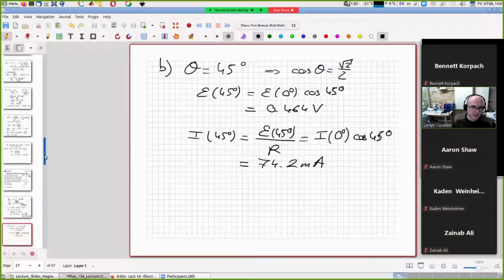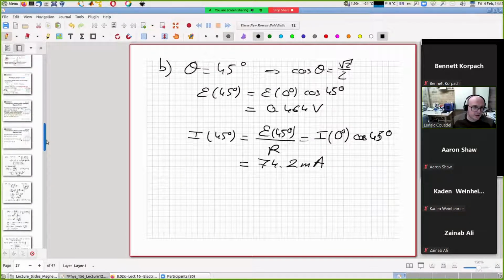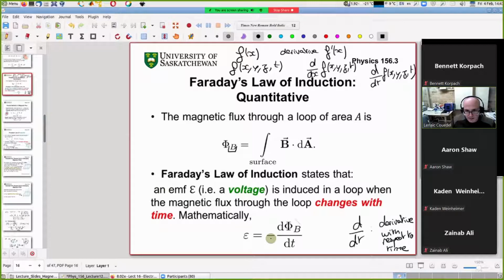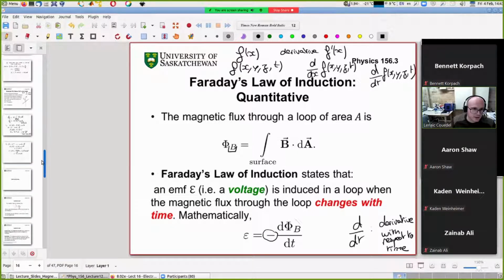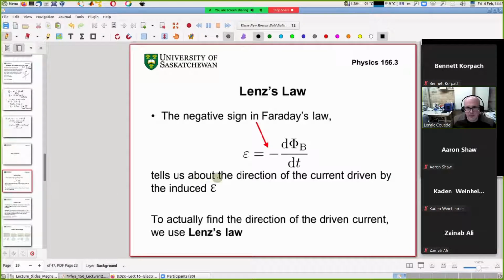All right, so now let's move to the explanation of this minus sign here. So you had Faraday's law, you had this minus sign here. So where does it come from? That's what is called Lenz's law. So Lenz's law explains this minus sign. This is this negative sign in Faraday's law, and it tells us about the direction of the current driven by the induced voltage, by the induced EMF.